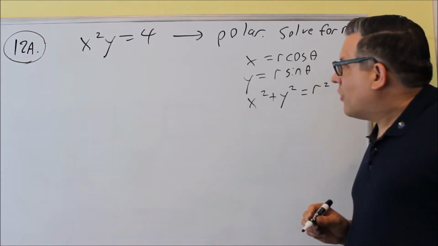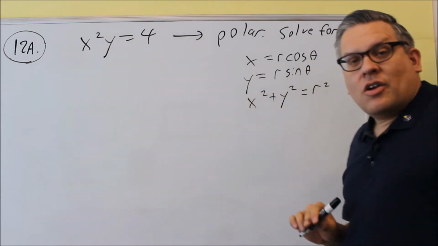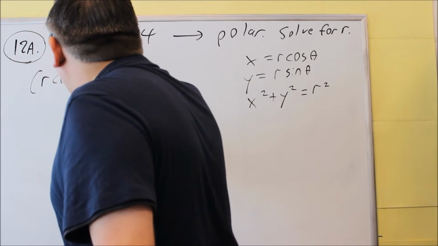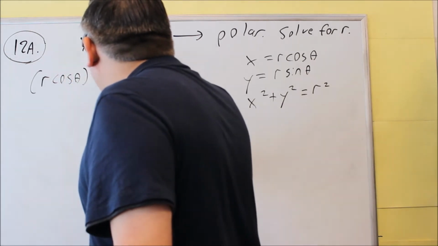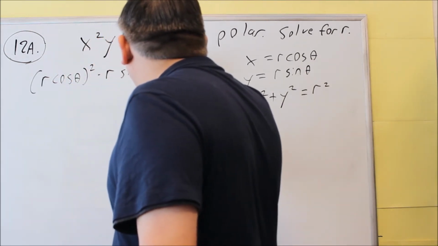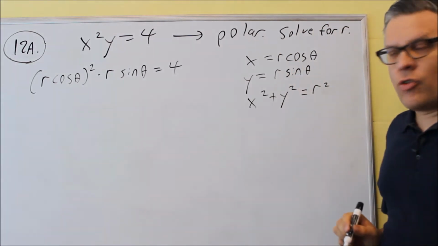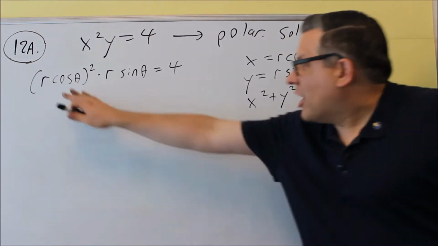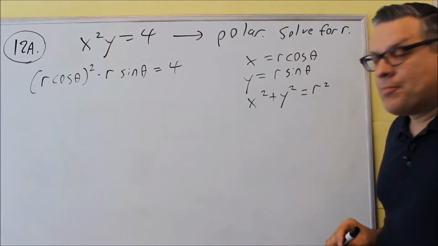Okay, so x, we have r cosine theta, and we have a square, so it means that we have to square that one. So it's going to look like this. We have r cosine theta squared, you're multiplying it by r sine theta. That equals 4.